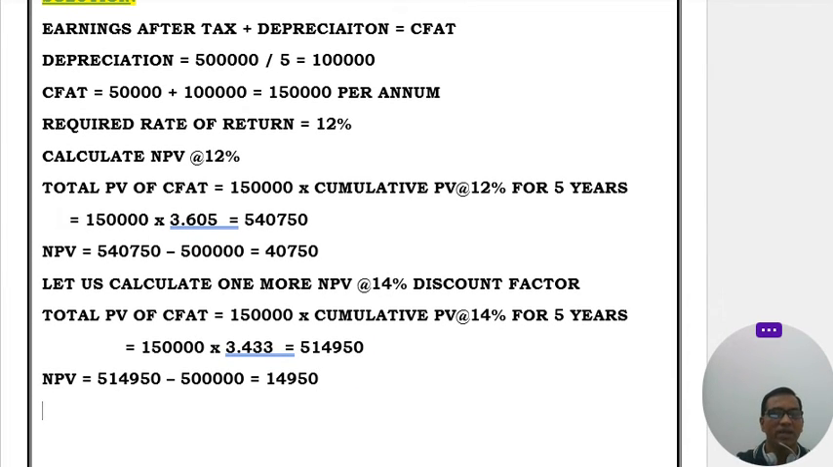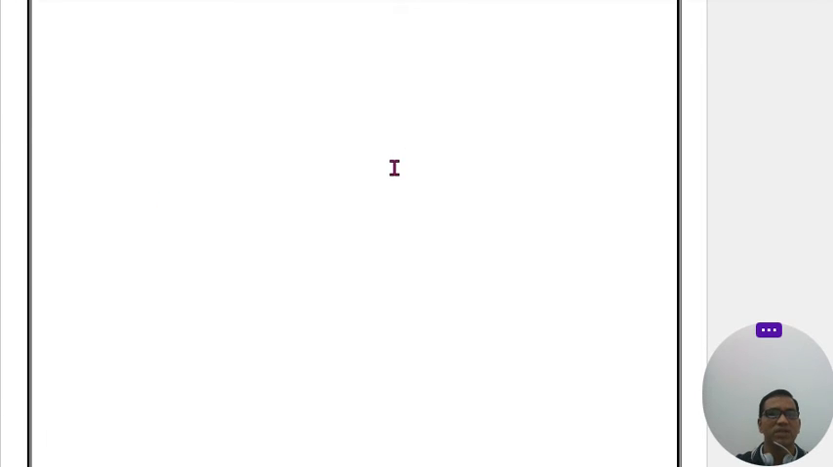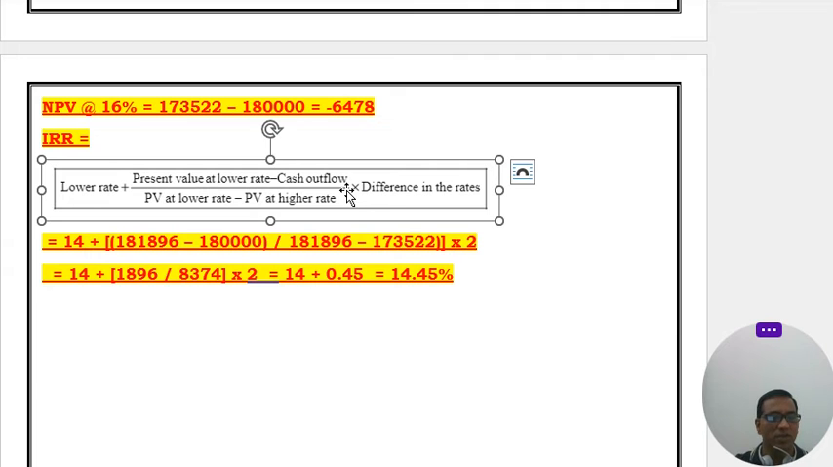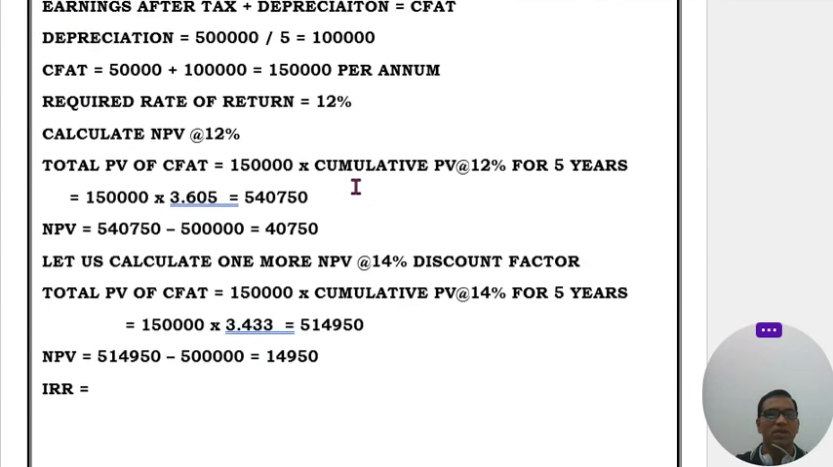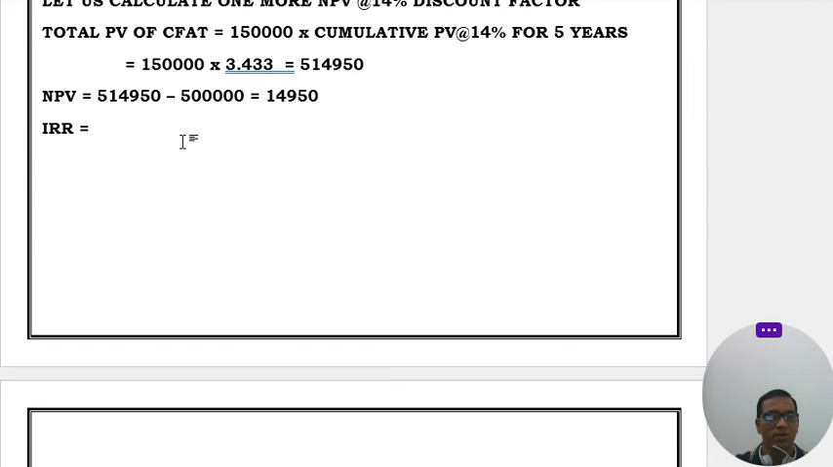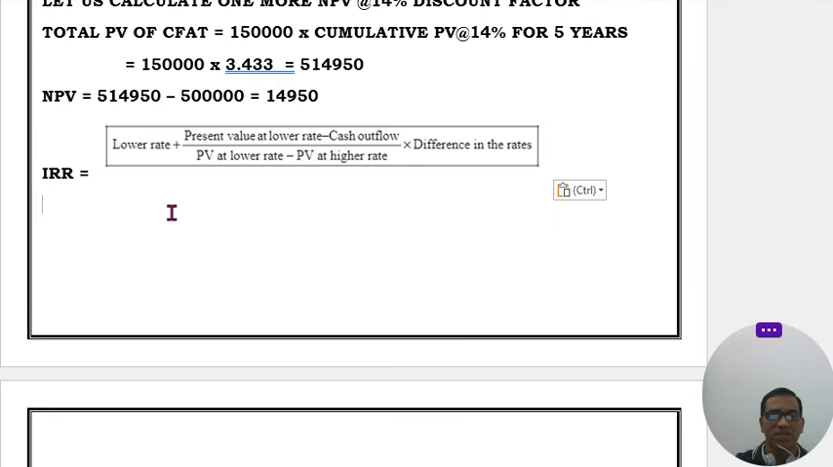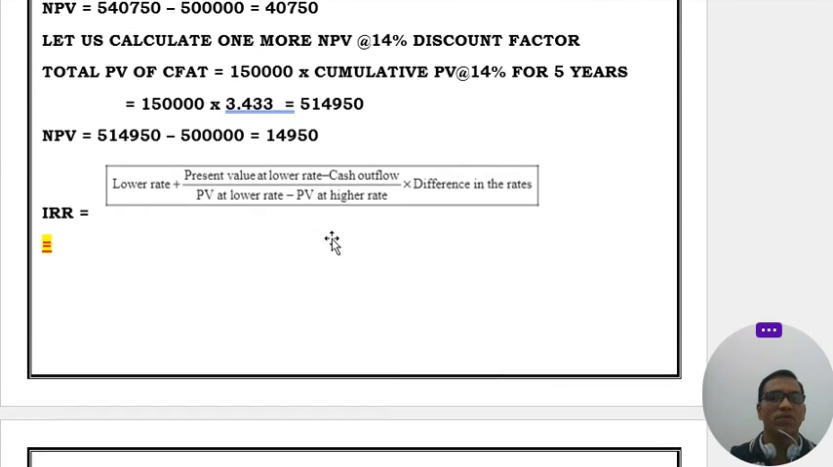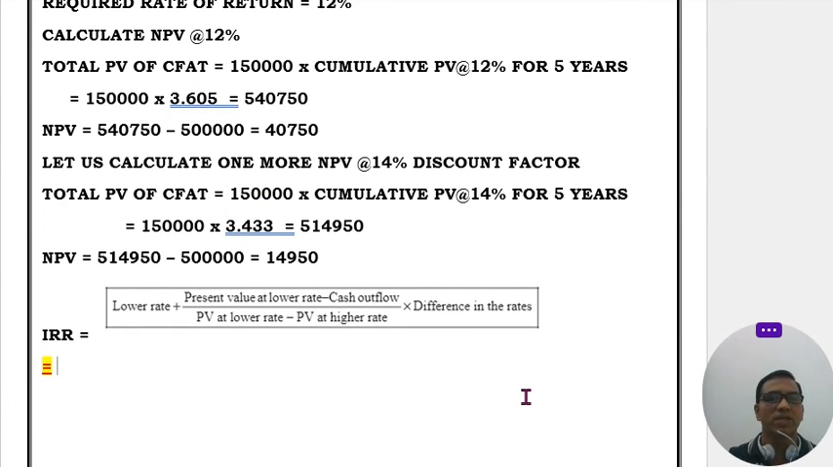And now for IRR, I have to apply the interpolation formula. In the previous question also I solved using the interpolation formula. This is the interpolation formula. Many times I use this formula. What is that? IRR equal to lower rate. Where is the lower rate? Out of 12 and 14, which is the lower rate? 12% is the lower rate.